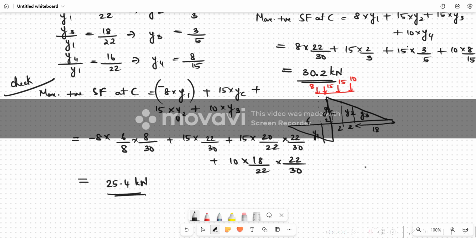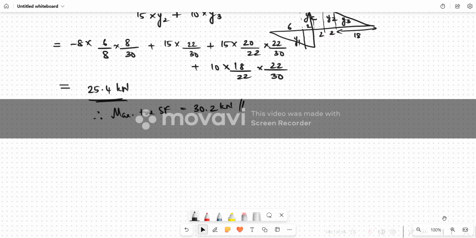As you can see, 30.2 is higher. So therefore, you can safely report the maximum positive shear force value as 30.2 kilonewton. That was just a check to know if you will get a value more than 30.2. Okay.